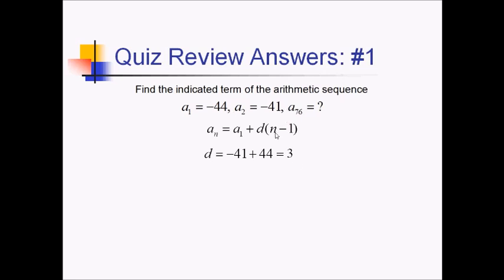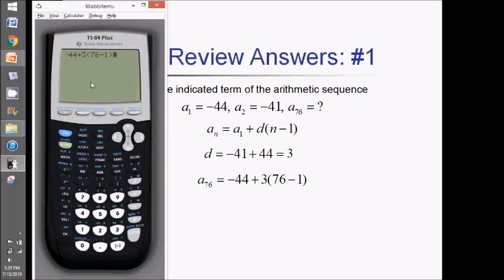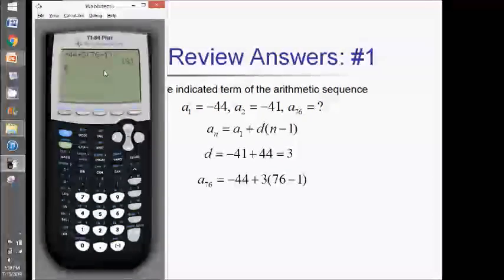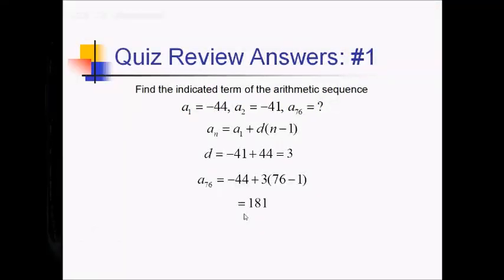And then the n value is just the 76 because that's the number of the term that we want. So we can write negative 44 plus 3 times 76 minus 1. And I'll go to the calculator for this. So plugging this in, I get 181. So that's my 76th term.